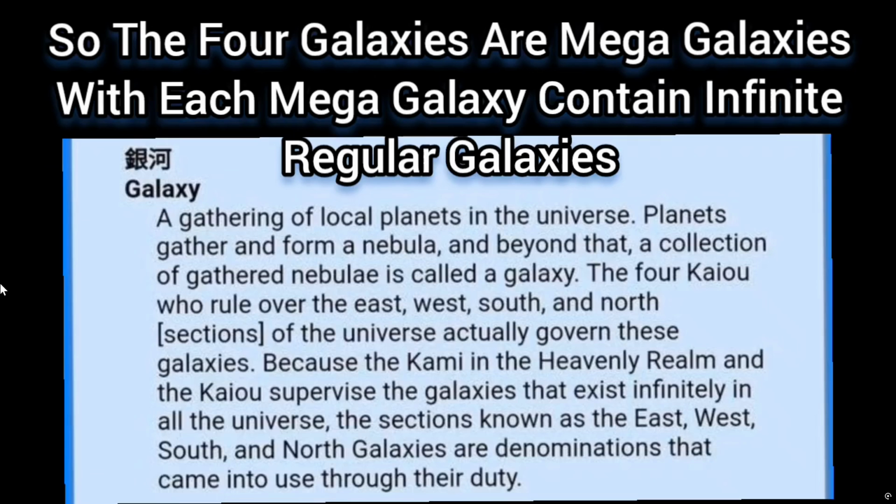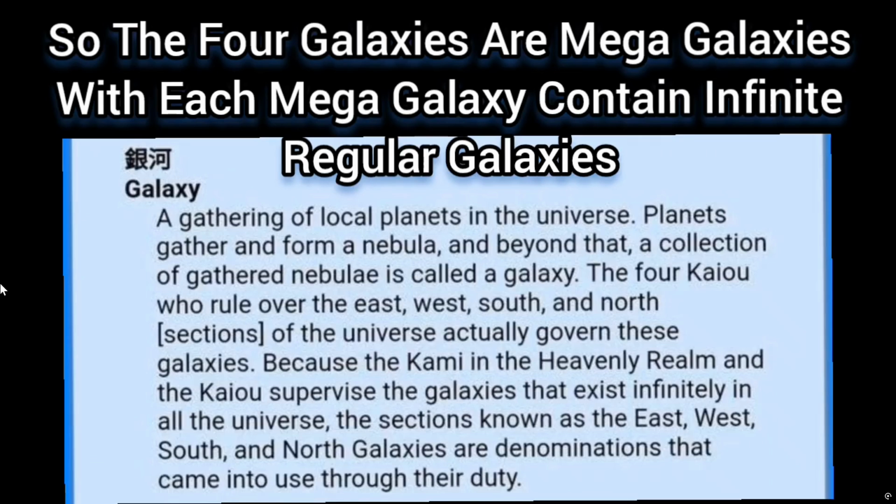And then he flashes more images of the guidebook where he says, look at how many of them. Galaxy, a gathering of local planets in the universe. Planets gather and form a nebula, and beyond that, a collection of gathered nebula is called a galaxy. The 4 Kaio who overrule east, west, south, and north sections of the universe actually govern these galaxies, because the Kami in the heavenly realm and the Kaio supervise the galaxies that exist infinitely in all the universe. The sections known as East, West, South, and North galaxies are denominations that came into use through their duty.